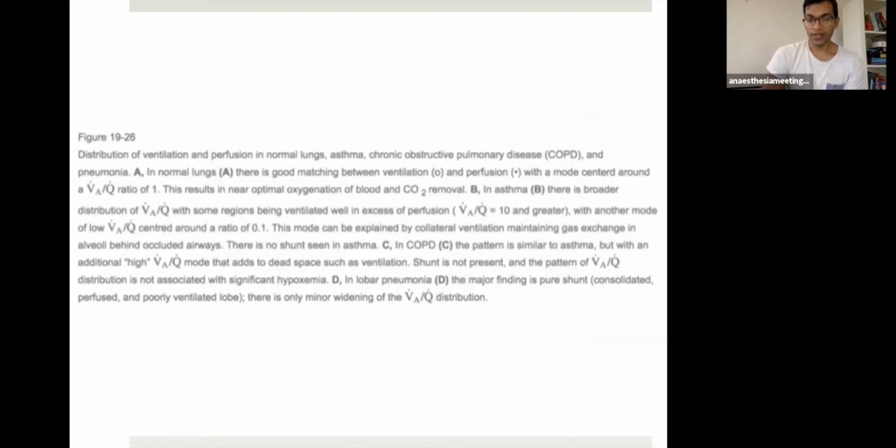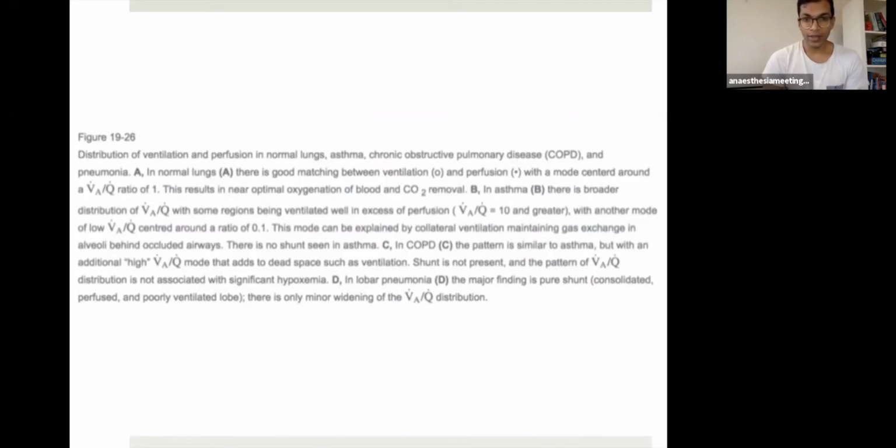But you're essentially right. So B has a broader distribution of VQ, that we talked about, with some regions being ventilated well in excess of perfusion, and another mode of low VQ centered around the ratio of 0.1.